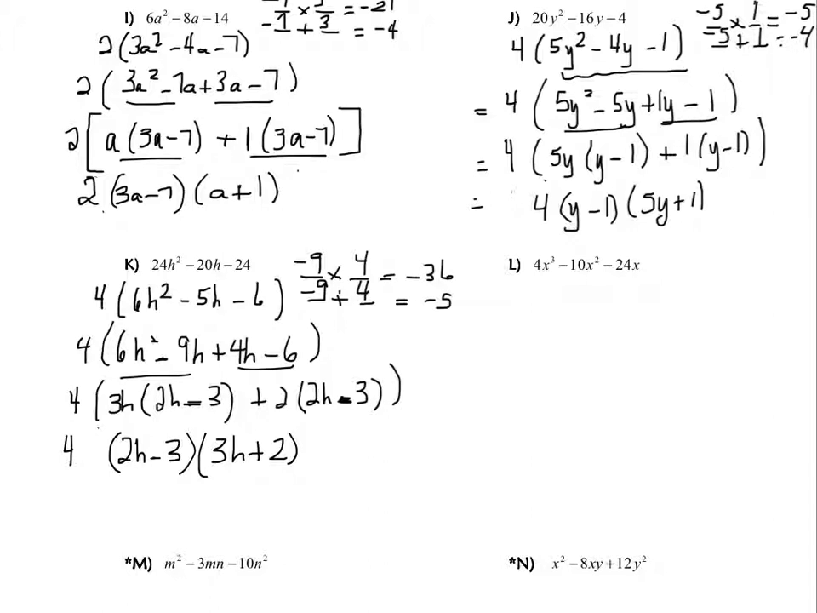And the next one here, I can see that an x is common to all three and a 2. So we'd have a 2x outside of 2x squared minus 5x minus 12. And we'd be looking for two numbers which multiply to give you negative 24 and add to give you negative 5. And that would be negative 8 and 3.